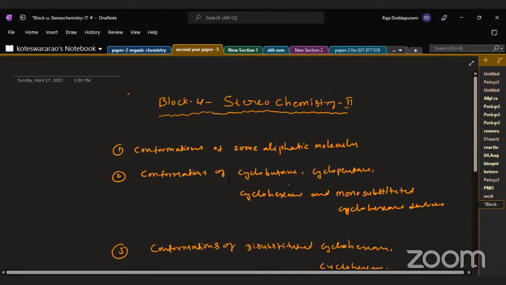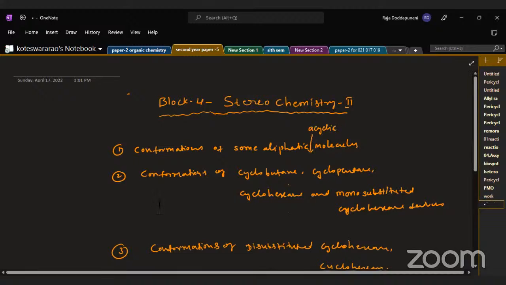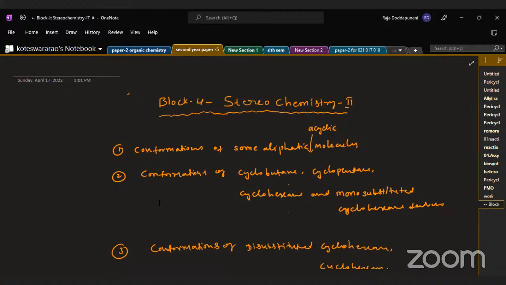This block deals with these 5 units. The first one is conformations of some aliphatic molecules, that is aliphatic acyclic molecules, not the cyclic molecules. And the second unit is conformations of cyclobutane, cyclopentane, cyclohexane, and monosubstituted cyclohexane derivatives.